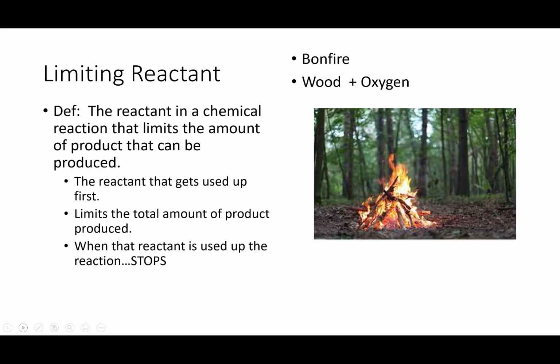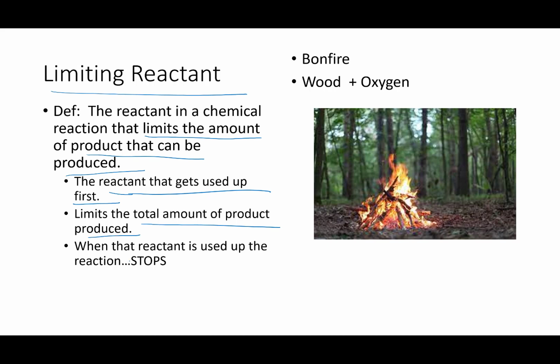I want to spend a quick couple minutes talking about a limiting reactant. We have not spent a lot of time with this in this basic chemistry course. But a limiting reactant in a chemical reaction is the thing that limits the amount of product that can be produced. It's the reactant that gets used up first, and it limits the total amount of product that can be produced. When that reactant is used up, the reaction stops.